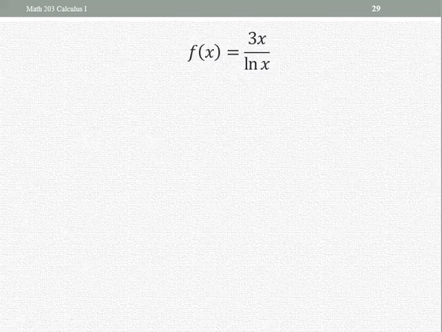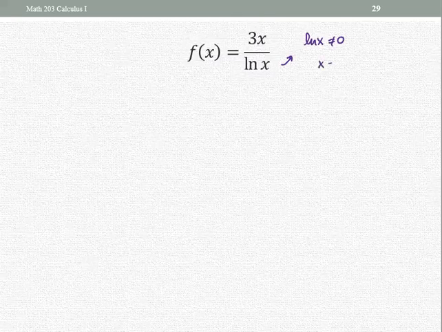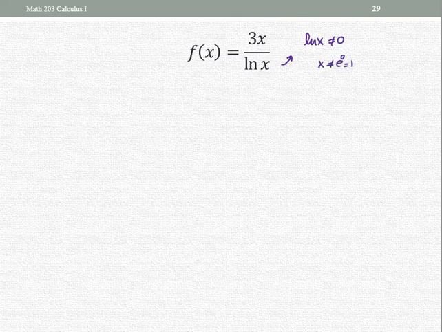We are going to use the graphing guidelines to sketch a graph of y equals 3x divided by natural log of x. First, identify the domain. For this function, we know that the denominator, the natural log of x, cannot be 0. Therefore, x cannot be e to the power 0, or 1. With the restriction of the natural log itself, x greater than 0.